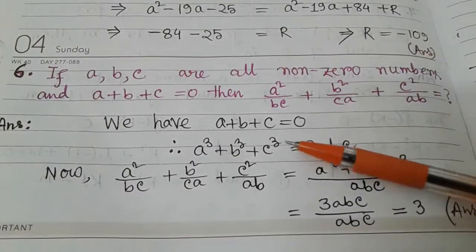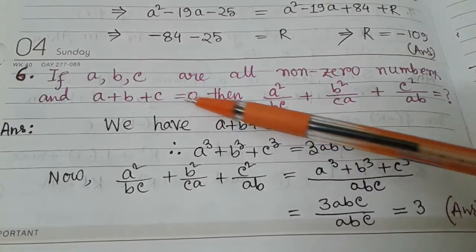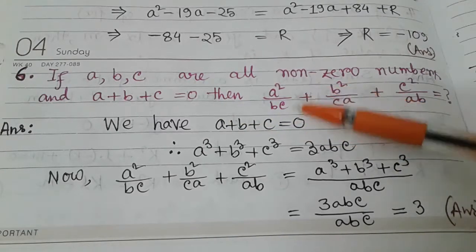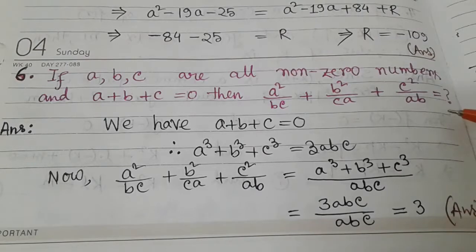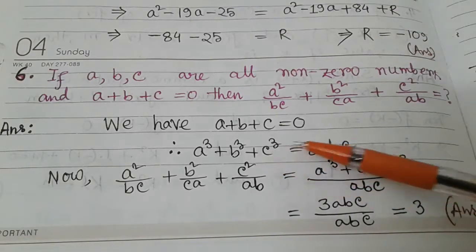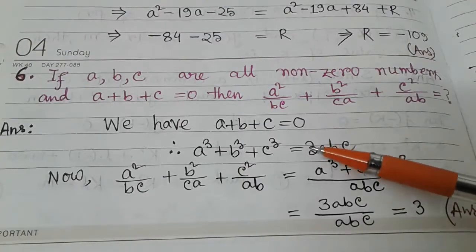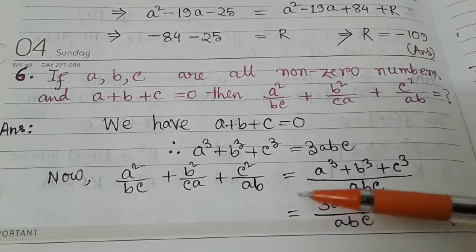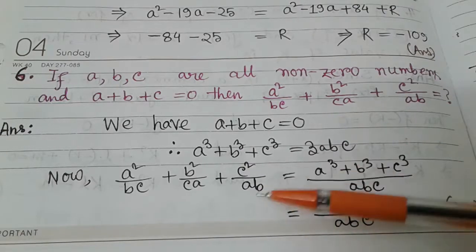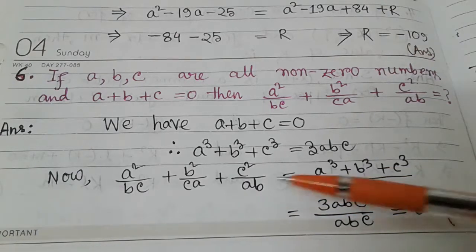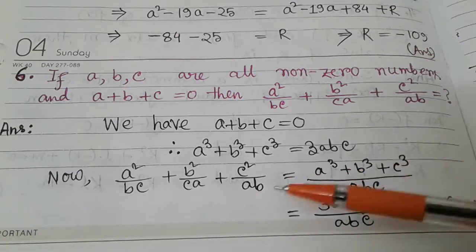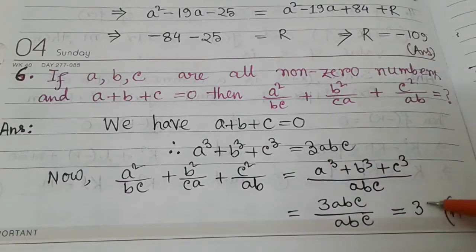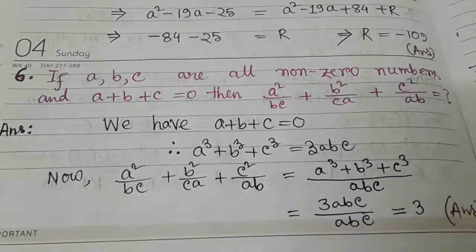Here is our next problem. If a, b, c are all non-zero numbers and a plus b plus c is equal to 0, then a square by bc plus b square by ca plus c square by ab is equal to what? We have a plus b plus c is equal to 0, and it is a well-known formula that a cube plus b cube plus c cube is equal to 3abc when a plus b plus c is equal to 0. So the expression is equal to, taking LCM abc, (a cube plus b cube plus c cube) by abc, and we will get 3abc by abc is equal to 3. This is a very easy question.